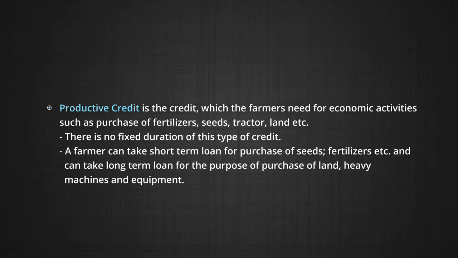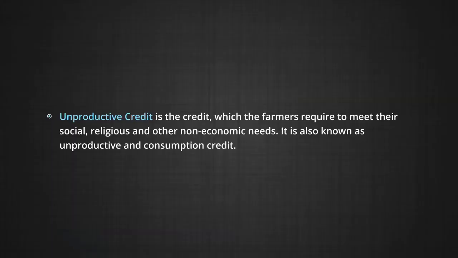There is no fixed duration of this type of credit. A farmer can take short term loan for purchase of seeds, fertilizer, and can take long term loan for the purpose of purchase of land, heavy machines and equipment. 2. Unproductive credit is the credit which the farmers require to meet their social, religious and non-economic needs. It is also known as consumption credit. Usually, unproductive credit is granted for a short term or medium term.